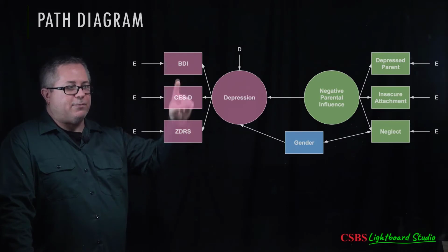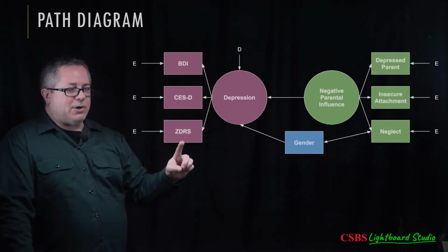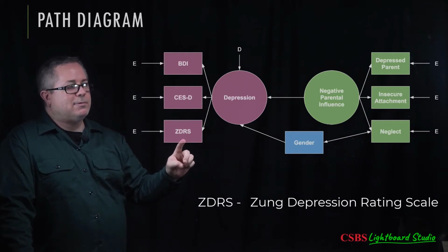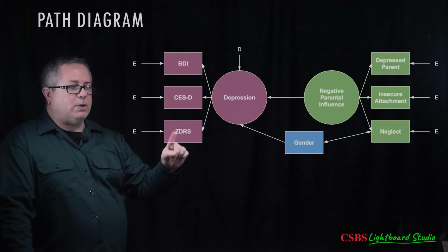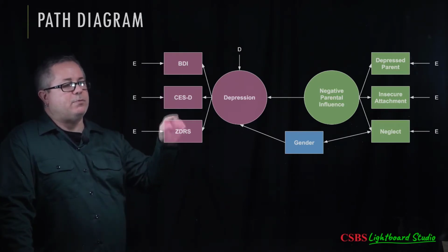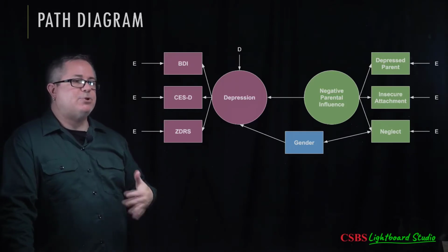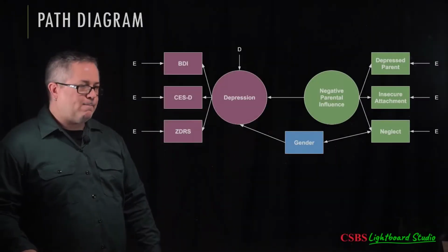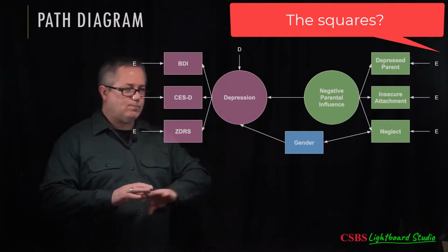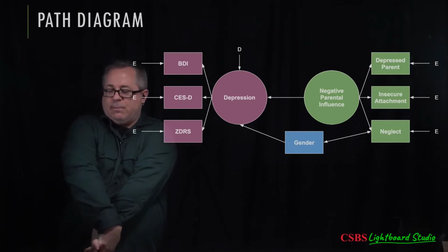You're also getting that for the BDI, which is the Beck Depression Inventory. I don't remember what the ZDRS is, but you're also just getting one score. So these are all measured variables. So where's the measurement part of this actually represented? Squares are just the measured variables, but they're not the measurement component.